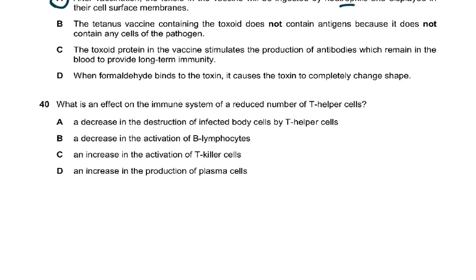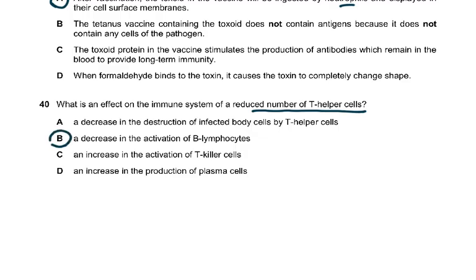Question number 40. What is an effect on the immune system of a reduced number of T helper cells? A decrease in the destruction of infected body cells by T helper cells, a decrease in the activation of B lymphocytes, an increase in the activation of T killer cells, an increase in the production of plasma cells. A reduced number of T helper cells. Well, it's not going to activate the other ones. So the answer is going to be B.